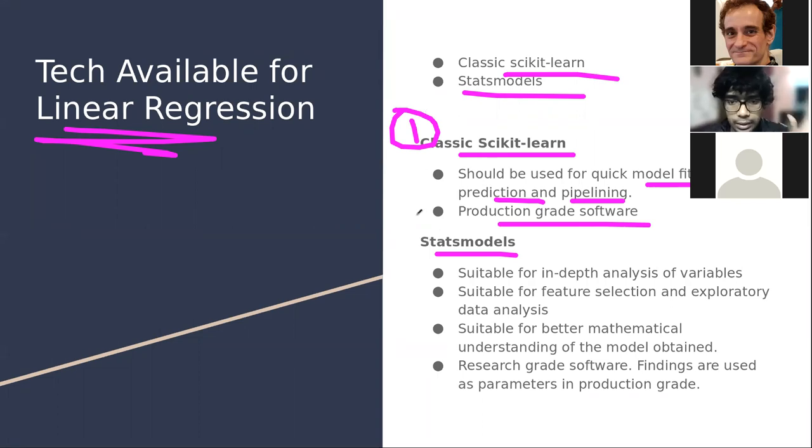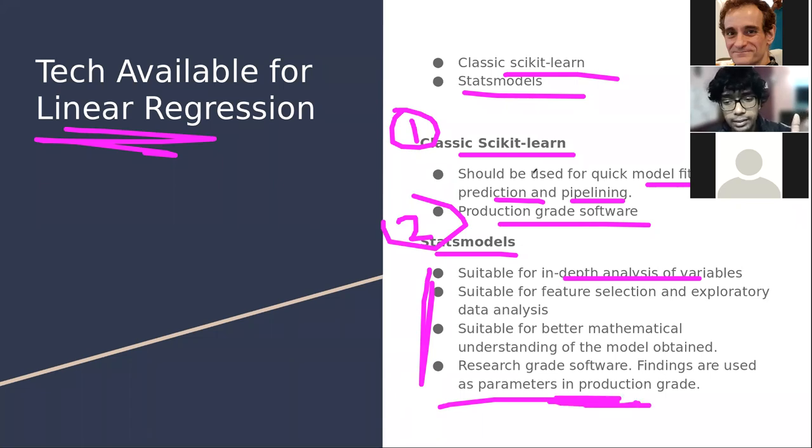So once you learn the theory for linear regression, go to statsmodels. How does it help? In-depth analysis of variables, suitable for feature selection, exploratory data analysis. And if you want to get a better understanding of what the model is, how to do the feature selection, which variables should be added, which variables should not be added, why did you keep that particular variable? So this is in-depth mathematical analysis. This is a bit more automated, for those who don't understand the mathematics behind linear regression.